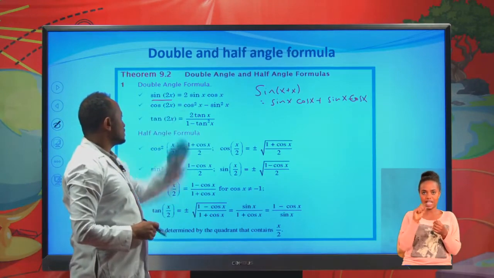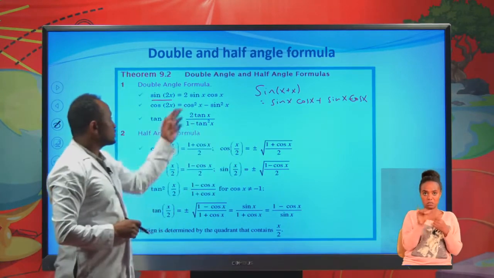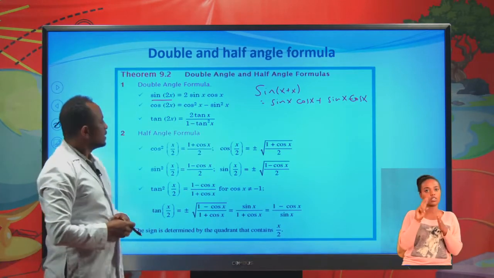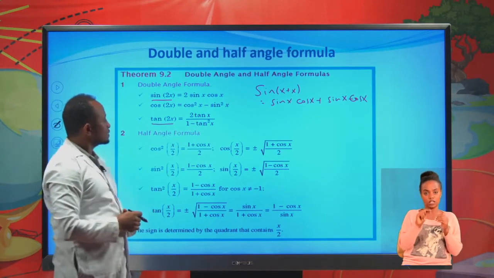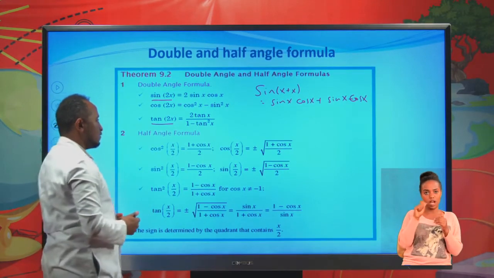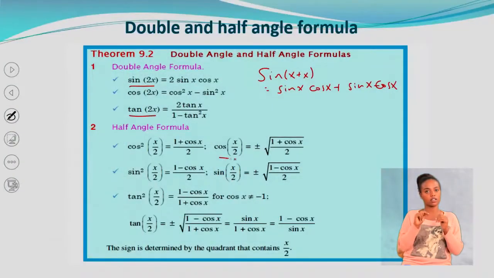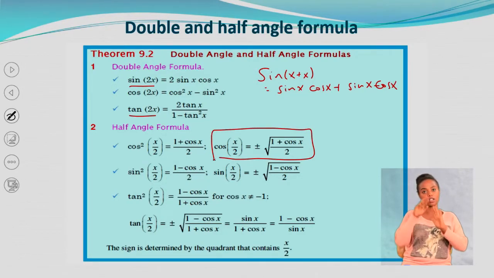And cos 2x is given by this. In a similar way, you can find this one. Cos 2x is given by cos squared x minus sin squared x, and tan 2x is given by 2 tan x over 1 minus tan squared x. And for the half angle formula, you apply this one. Cos of x over 2 is given by plus or minus the square root of (1 plus cos x) over 2. Sine of x over 2 is given by plus or minus the square root of (1 minus cos x) over 2. And for tan x over 2, you can have this one.